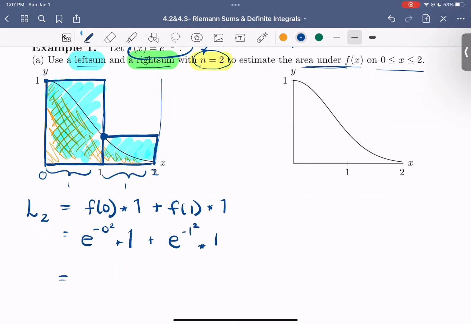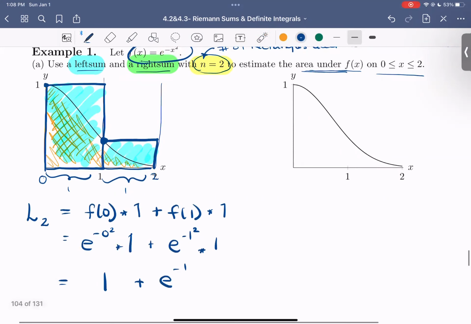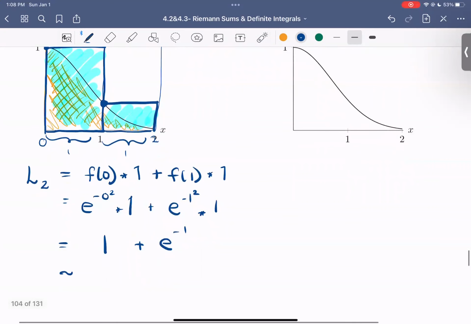And so for that, we get e to the 0 is just 1. So this whole term is just 1 plus e to the negative 1, squaring 1 just returns 1. And notice the negative is outside the square here. So just keep that in mind. We're squaring x and then we're negating. So we just get e to the negative 1 times 1, which is just 1. So if we put this in our calculator, we get a number about 1.368.